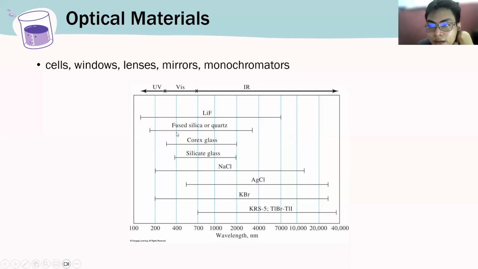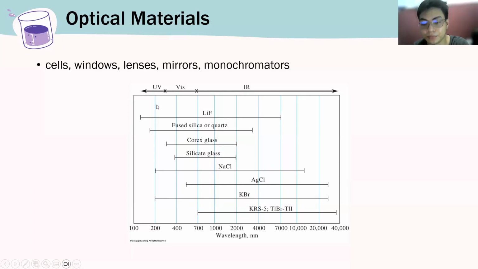Same as lithium fluoride. Corex glass and silicate glass are not good for UV light, so they're not compatible. They only work with visible and shorter IR. For example, if you use a potassium bromide plate, it works in UV-vis and in the IR. So it's a very long range that it can handle.